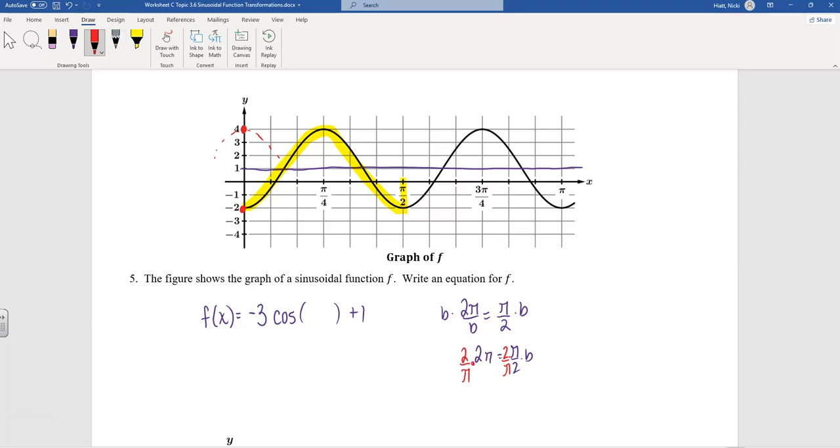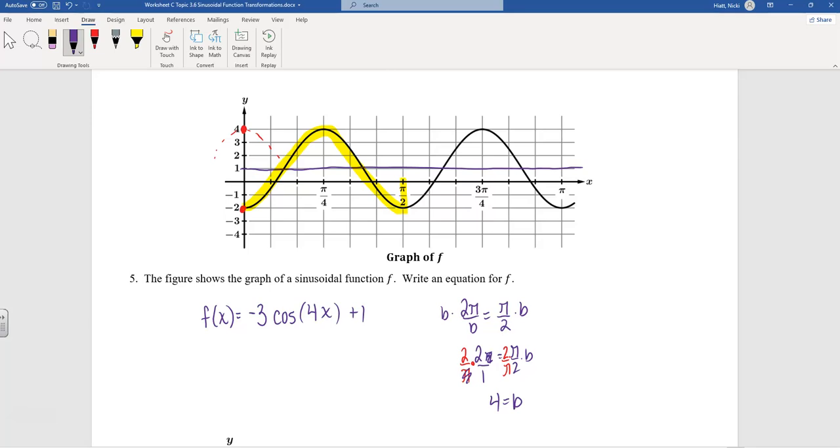Here, we can make it a fraction. Here, the pi's are going to cancel. We will just get 4 for the b. So we got 4x right there.